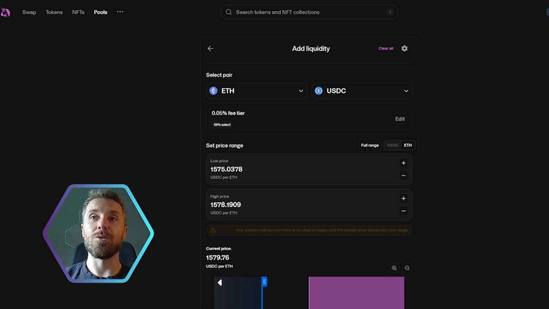And I'm about to show you 3 different ways that you can determine a safe and profitable range for your position here. Now, first things first, let's head over to Uniswap and take a look at the dashboard itself. So for this example, we're going to use the ETH USDC pool in the 0.05% fee tier.